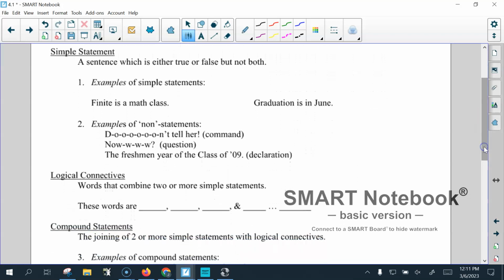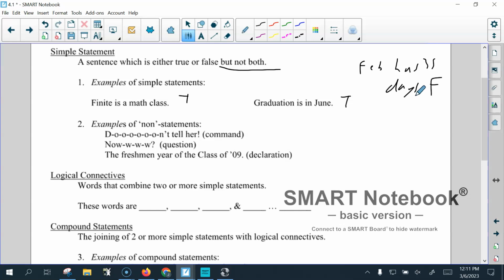So, a simple statement. A simple statement is a sentence which is either true or false, but not both. This is very important. It can't be both. It can be true or it can be false, but it cannot be both. So, for example, finite is a math class. Okay, that's a true statement. Graduation is in June. It's a true statement. You could say February has 35 days. Well, that's a false statement, but it's a simple statement. It's false, but it's simple. It's just not true.